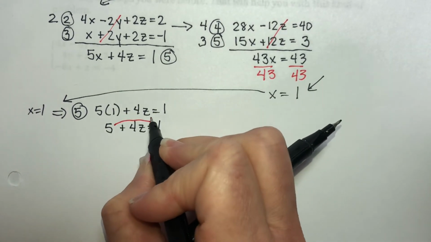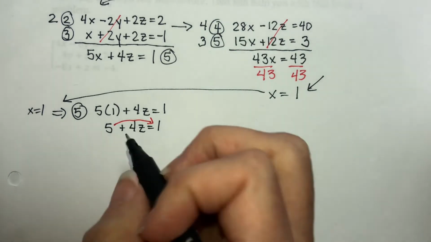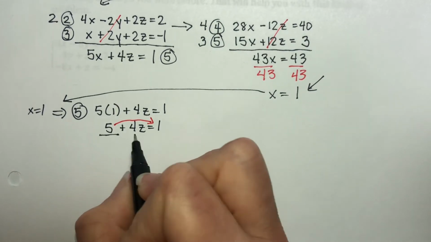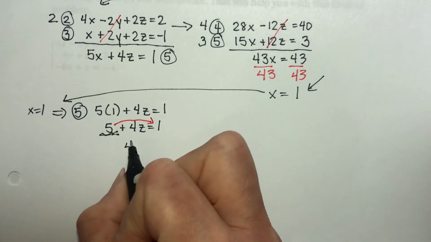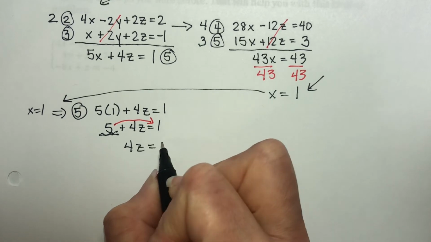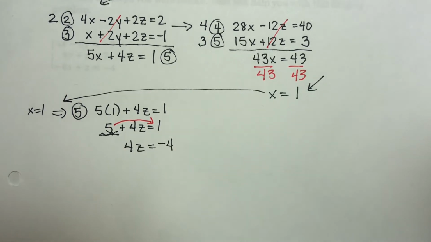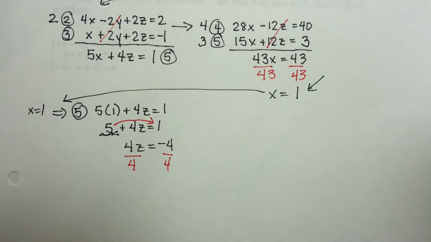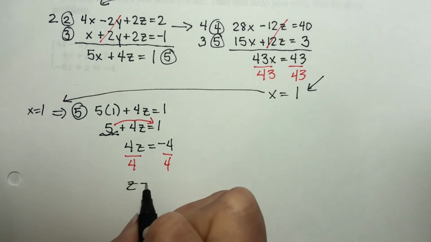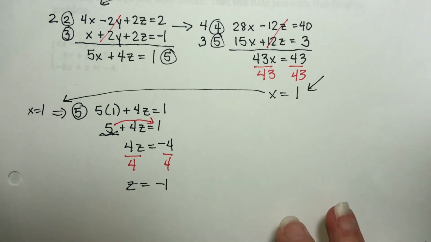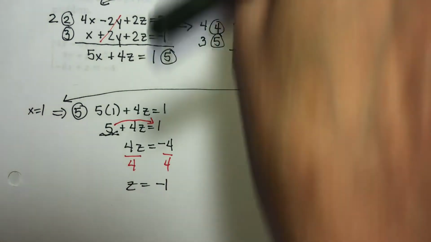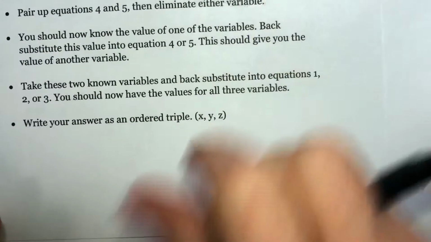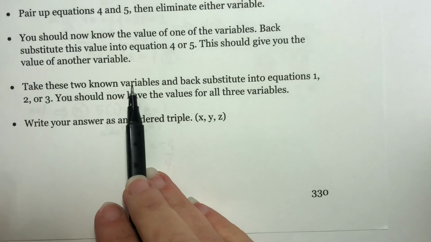If we subtract 5 from both sides, we get 4z is equal to negative 4. Divide both sides by 4. And we know that z is equal to negative 1. Okay, now our last step here. We now know 2 variables.